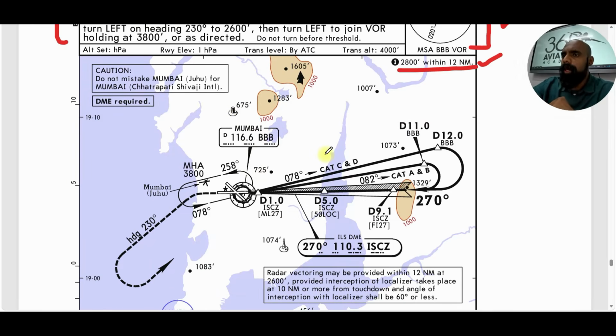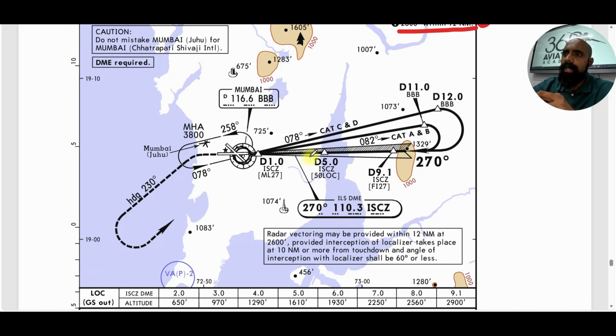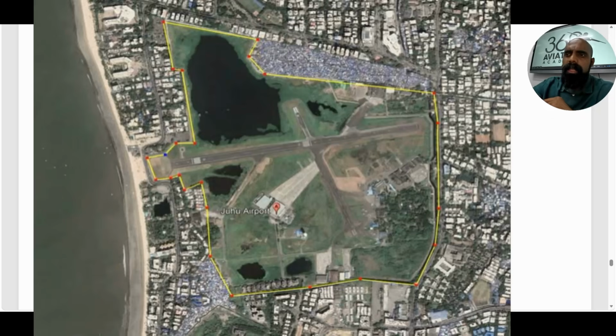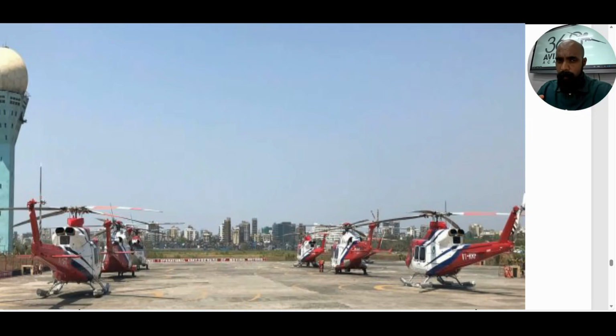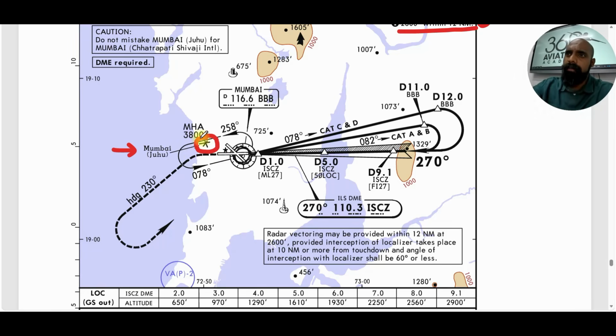So in the plan view here, in this particular airport, they have given a caution: do not mistake Mumbai Juhu for Mumbai Chhatrapati Shivaji International Airport. That's because there are two airports in Mumbai within the same airspace, and you can see that they have depicted it over here, right over here. And they've even given you the information here that both runways are very close together. Mumbai Juhu airfield is your general aviation airfield. Also, a lot of helicopter traffic is typically found over there, with the same runway orientation of 27 and 09. So that's why they're asking you to be careful here.